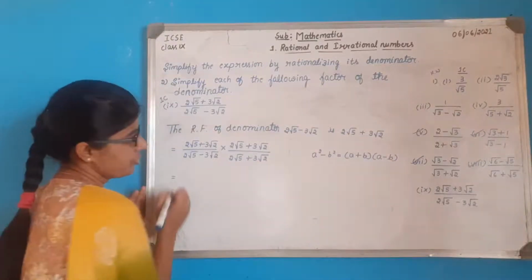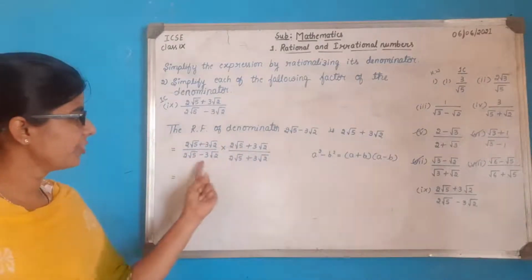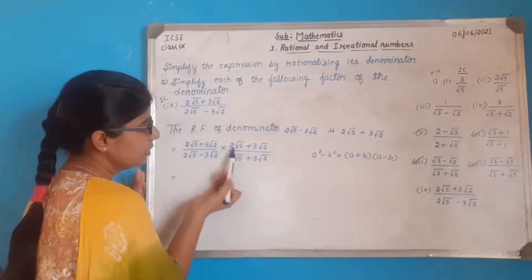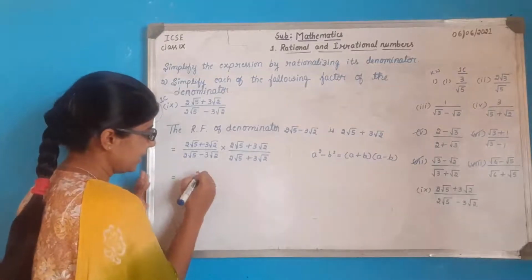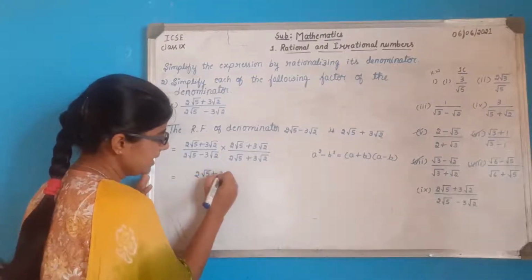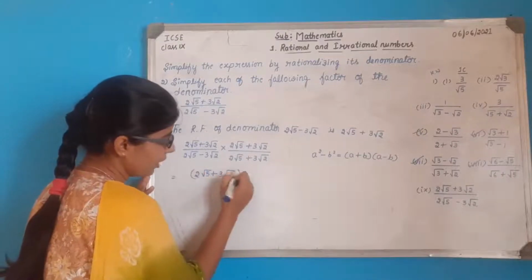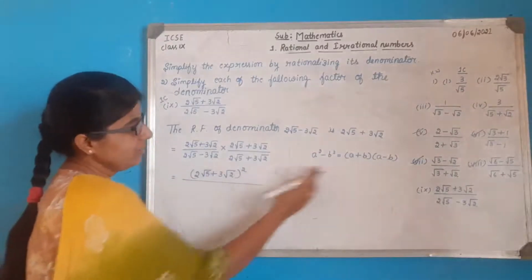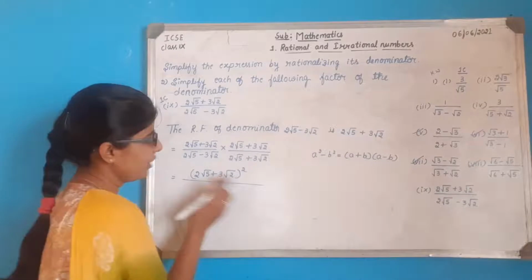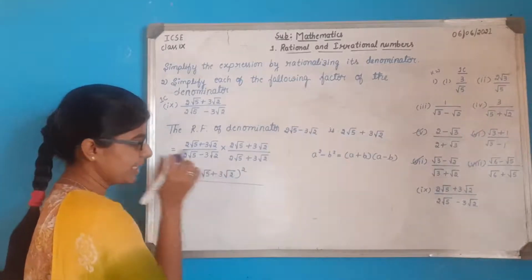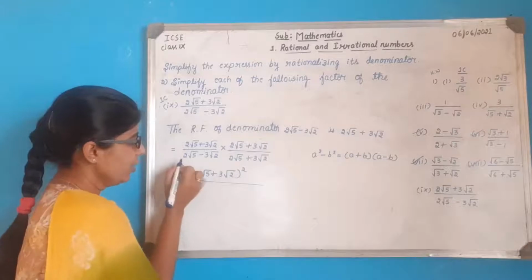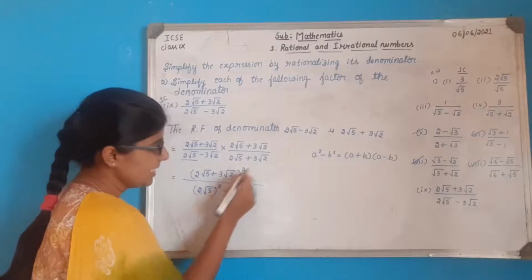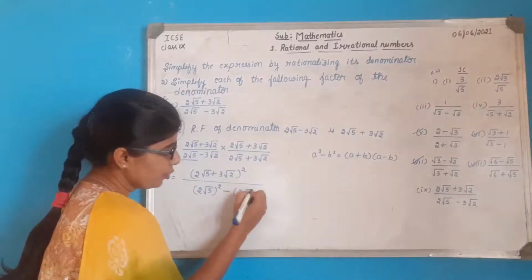Now observe the numerator. You have to multiply numerator with numerator and denominator with denominator. Observe carefully: 2√5 plus 3√2, 2√5 plus 3√2. So it is 2 times, right? That means 2√5 plus 3√2 whole square we got, divided by. Again the denominator is in the form of a plus b into a minus b, so a square minus b square. What is the a value here? 2√5 whole square, minus, what is the b value? 3√2 whole square.